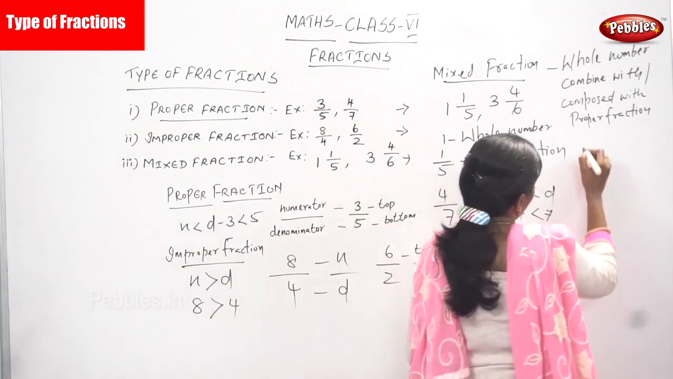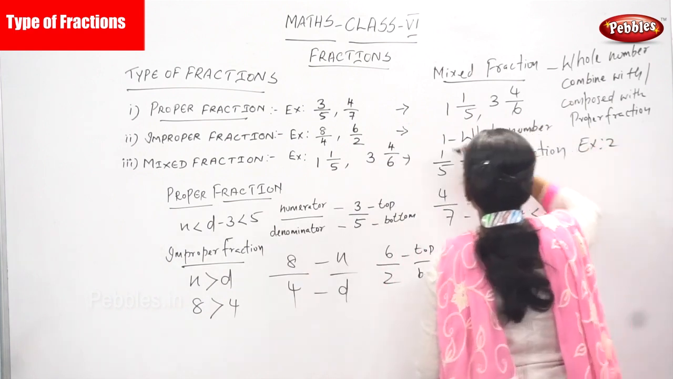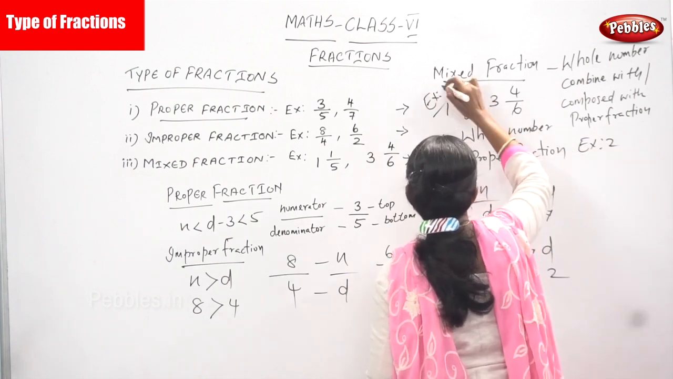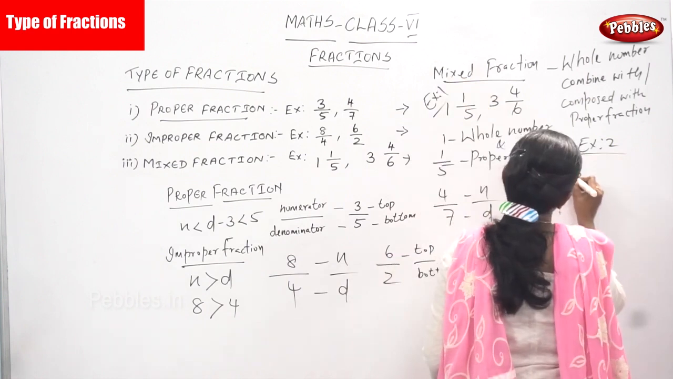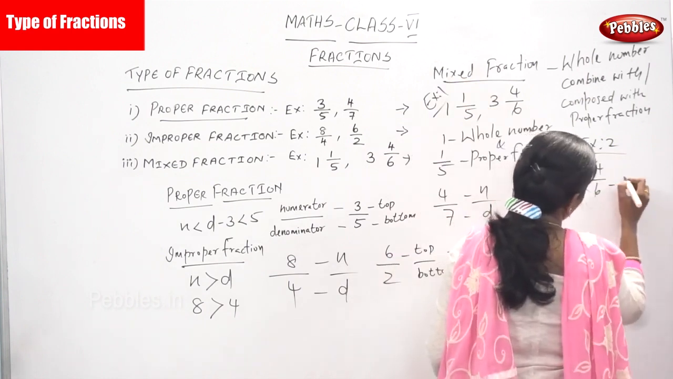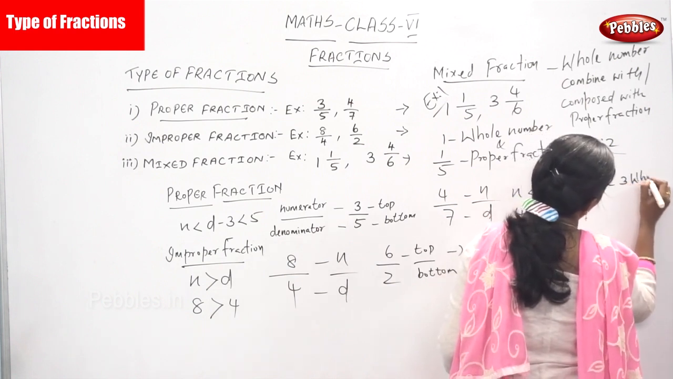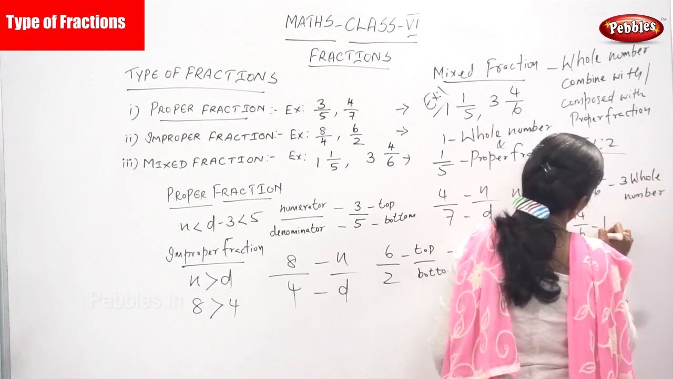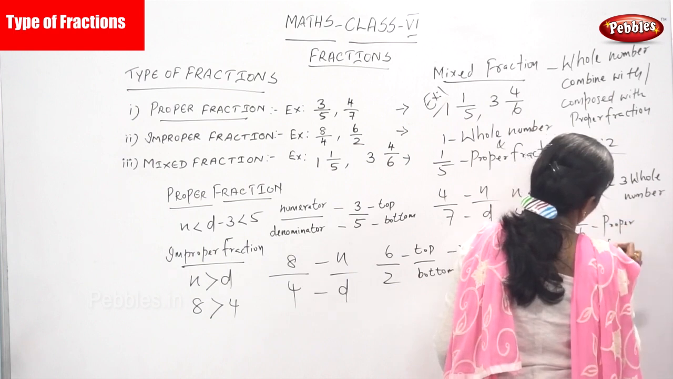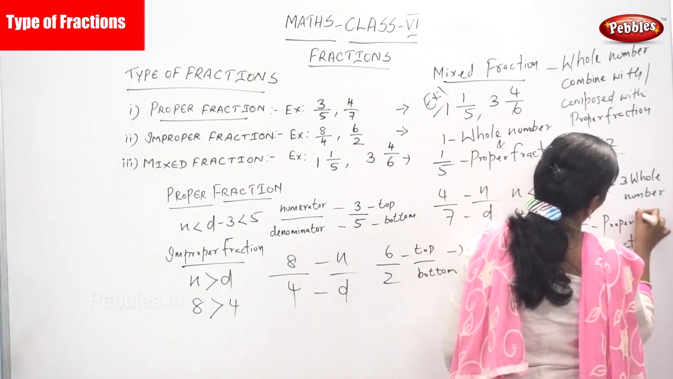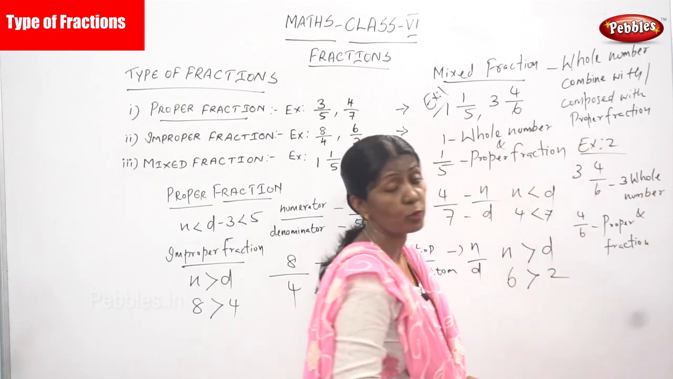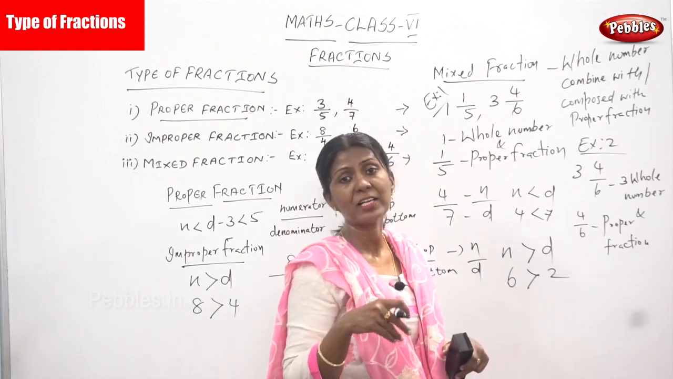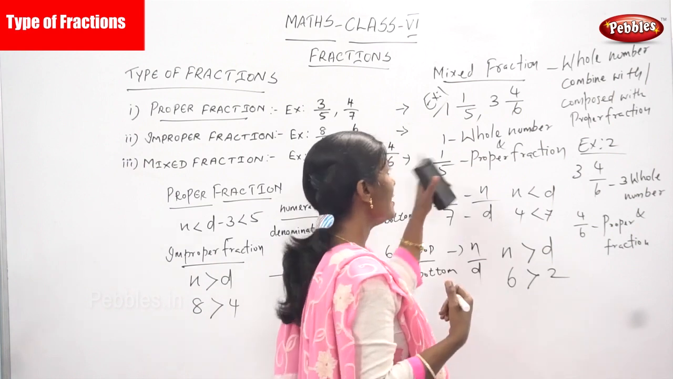The next one is example 2. This is example 1, and this is example 2, nothing but 3 and 4 by 6. So what is this? It's a mixed fraction. 3 is a whole number and 4 by 6 is a proper fraction. So it is composed of, or combined with, a whole number and a proper fraction. It is called a mixed fraction.